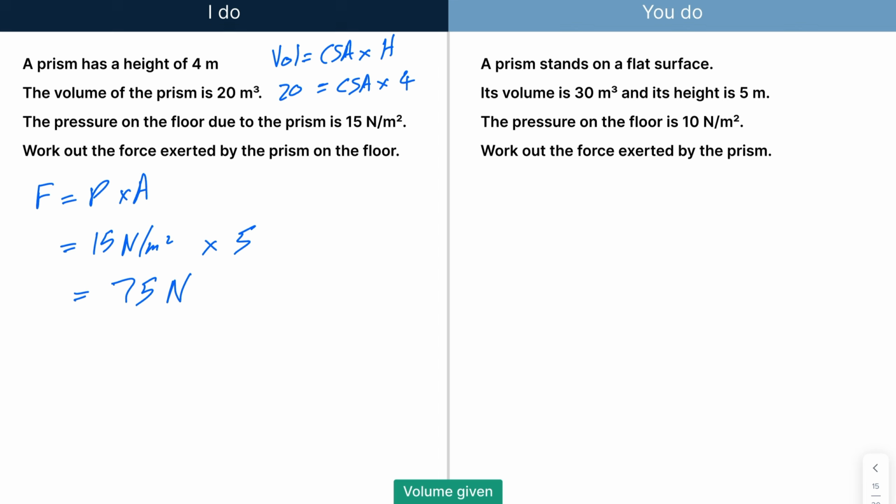So hopefully you've pressed pause and had a go at the example on the right. So we've been asked to find the force, the pressure is 10 newtons per meter squared. Times that by the area. So what's the area going to be? So that's just, remember, the volume divided by the height. That gives us a 6. So that would just be 60 newtons.